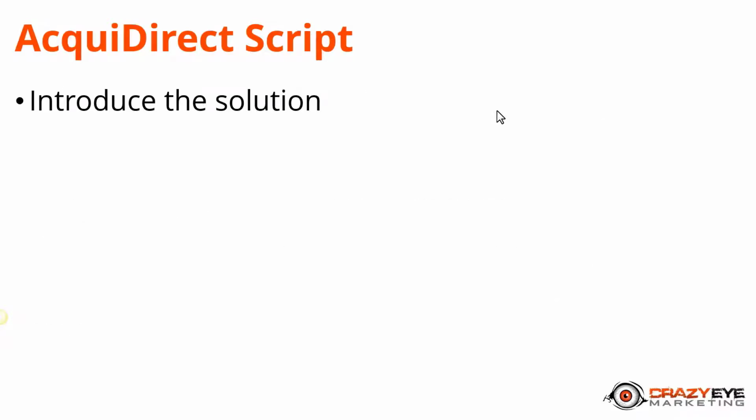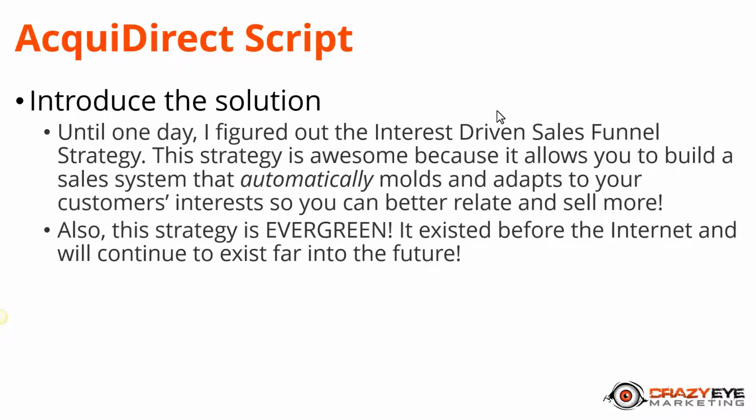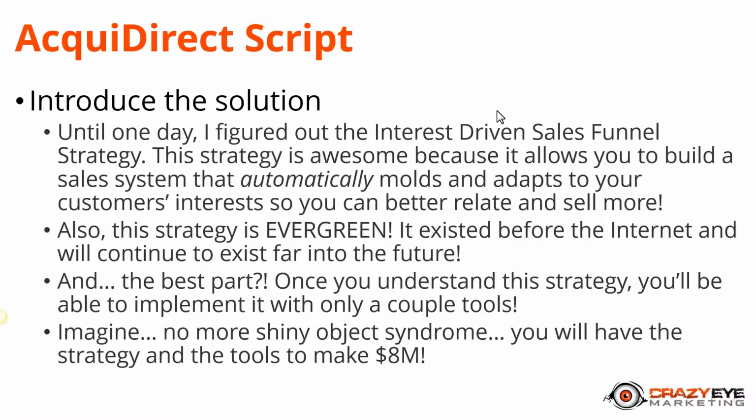And then the next step is to introduce the solution. "So until one day I figured out the interest-driven sales funnel strategy. This strategy is awesome because it allows you to build a sales system that automatically molds and adapts to your customers' interests so you can better relate and sell more. Also, this strategy is evergreen. It existed before the internet and will continue to exist far into the future. And the best part, once you understand this strategy, you'll be able to implement it with only a couple of tools. Imagine, no more shiny object syndrome. You will have the strategy and the tools to make $8 million instantly."